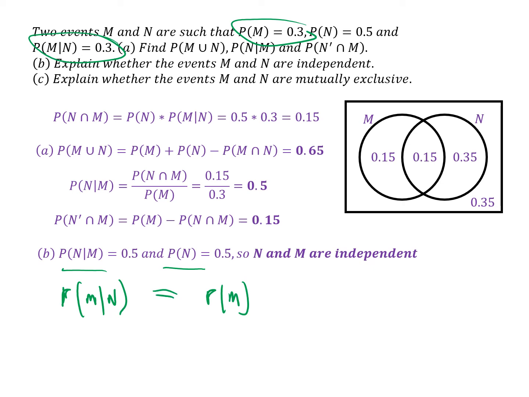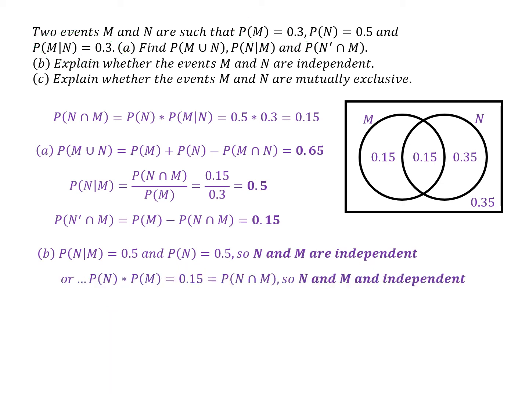A third way to test independence is to compare the probability of N times the probability of M with the probability of N and M. So again, we get the same results, that they are independent.